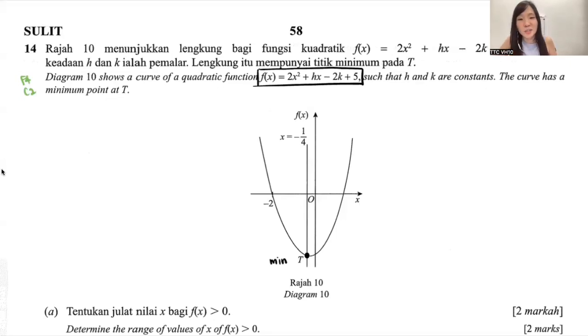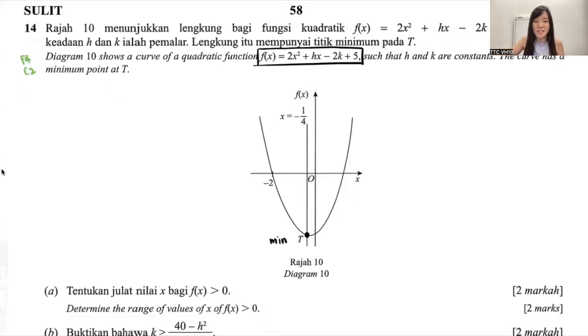Okay, my dear? In this chapter you need to know quite a lot of stuff. So A, determine the range of values of x for f(x) bigger than 0. So guys, you want to find the range of x when f(x) is more than 0. Actually f(x) more than 0 is quite easy. This curve is exactly called this f(x). This is the f(x) equation, right? So they say f(x) more than 0.